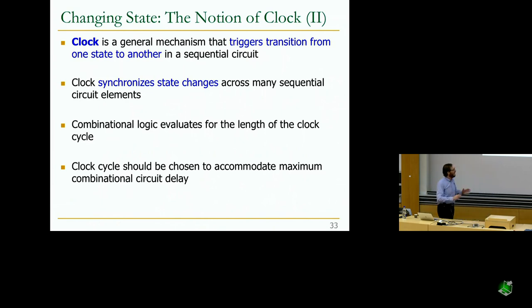Don't forget this. How do you choose that clock cycle? How long should it be? Because you're doing some other stuff in parallel in your circuit. That thing should be settled by the time your clock cycle finishes. Right. That's the maximum combinational circuit delay. Remember this. We're going to get back to this for sure, especially when we discuss timing, and also when we discuss how to build a machine.